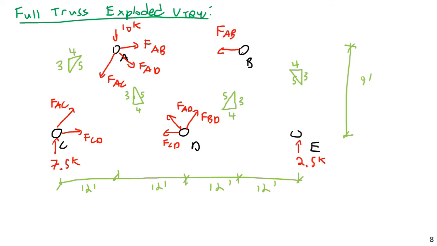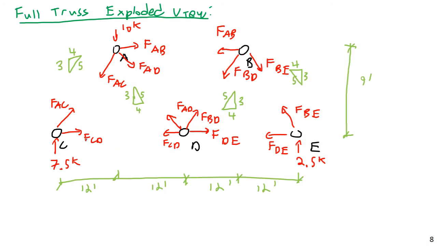Although, again, usually you don't write out this full exploded view. And then I have FDE. Sounds like a federal agency of some sort. FDE. FDE. And then finally, FBE and FBE. Lovely, all these forces. So how many do we have? Actually, I could probably just count the number of members. That'd be easier. One, two, three, four, five, six, seven. So we'll have seven forces.